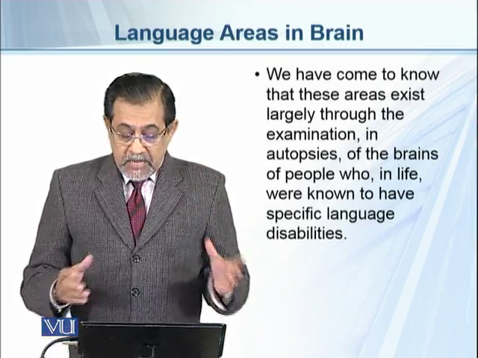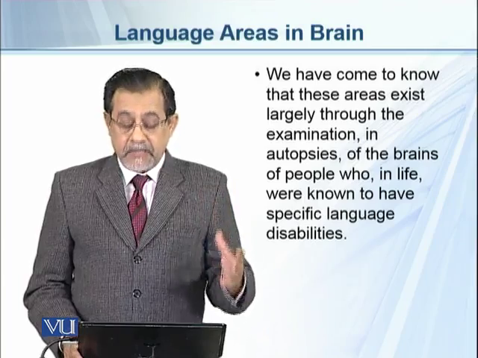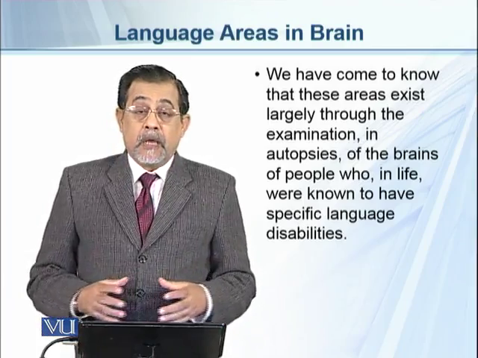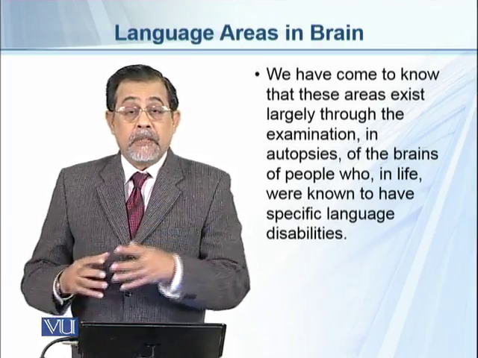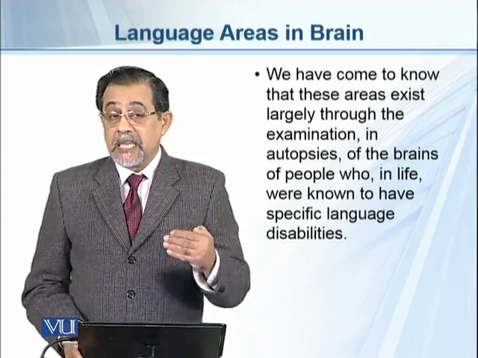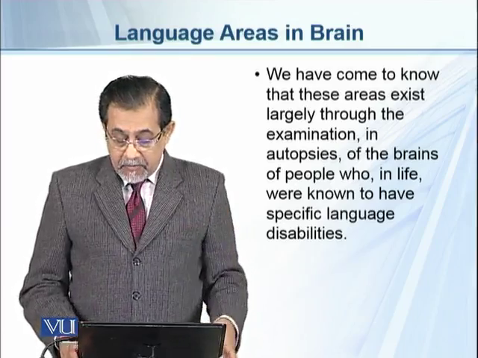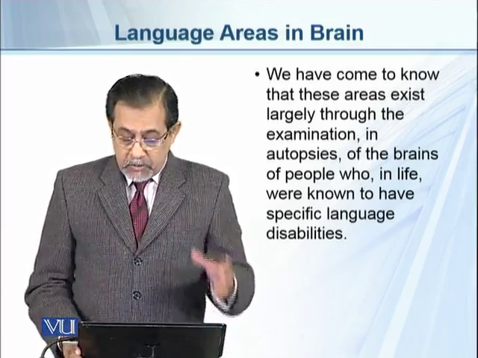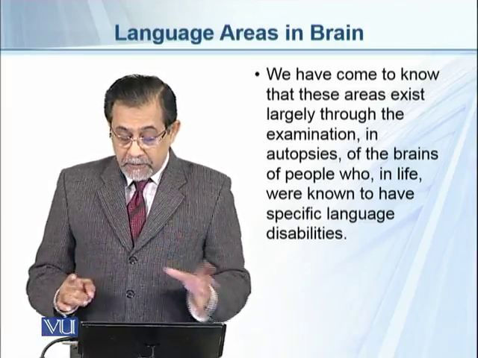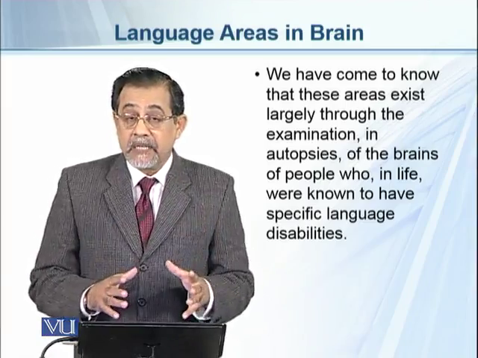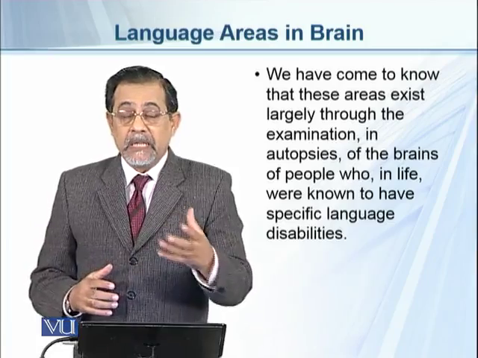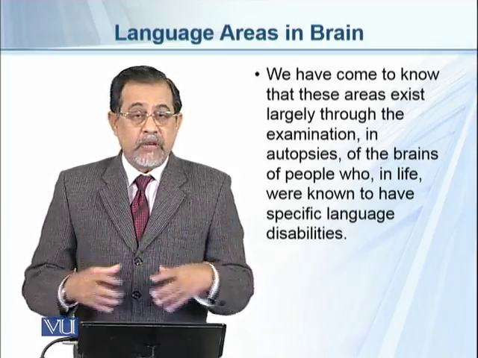We have come to know that these areas exist largely through the examination of autopsies. During post-mortems, the surgeons found that these areas are responsible. How did they find this? They made autopsies of the brains of people who in life were known to have specific language disabilities. They were not normal people. Had they been normal people, it would have been difficult, because the brain would have been the same.